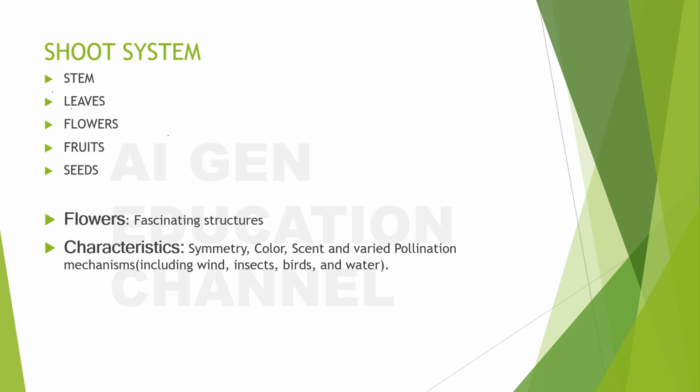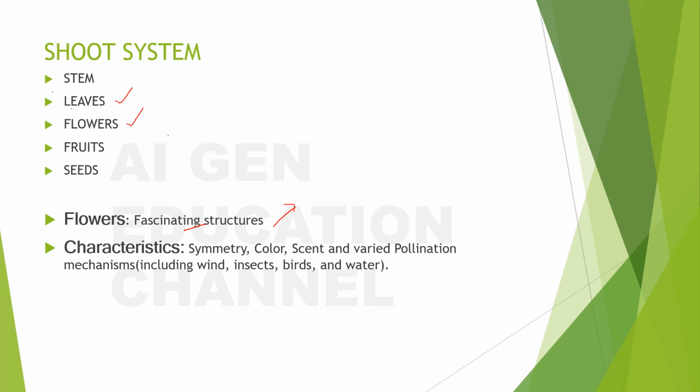Now let us continue with the chapter plants. Last time we were in the shoot system and we were done with leaves. Now let us get into the flowers. Okay, so flowers are fascinating structures, right? They are very attractive, and this is the part of the plant that actually makes the plant attractive, right?